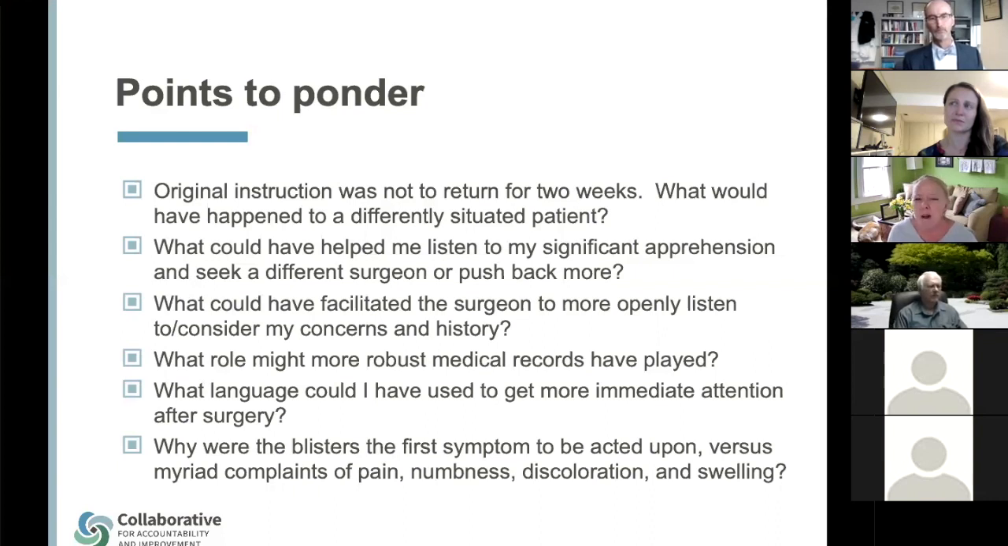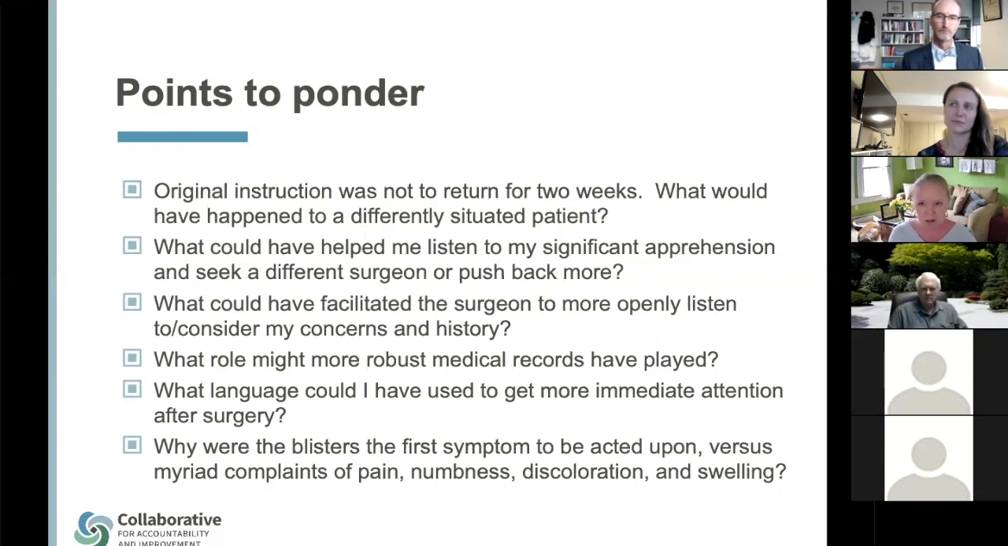What would have helped me listen to my gut? I've been a patient advocate for a long time, so it was pretty embarrassing for me that this happened. And I don't have an answer for why I didn't just say, no, I'm not going to do it this way, I'll find a different surgeon. What could have facilitated my surgeon to just hear me and believe what I was saying?